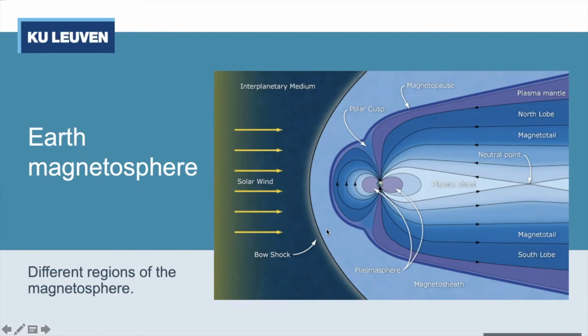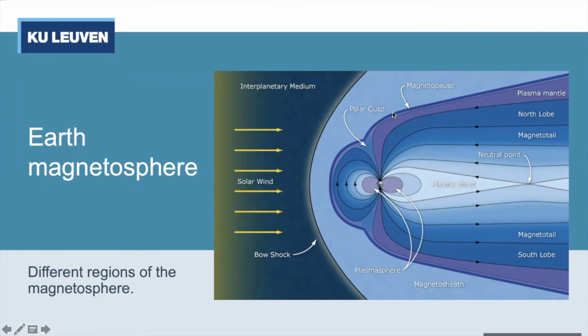But from the bow shock, as you go inward towards the Earth, you first find the magnetosheath. This is a region of solar wind plasma. So this is basically where the solar wind goes from supersonic to subsonic. This region is very turbulent because it has gone through a shock, but it's still primarily made of solar wind plasma. Then there is the magnetopause.